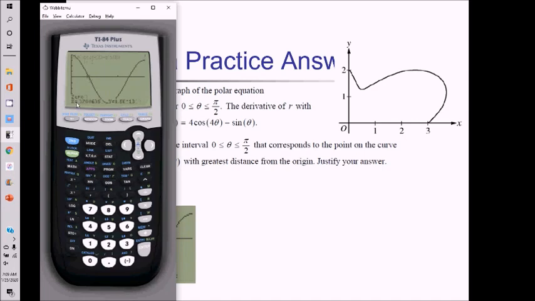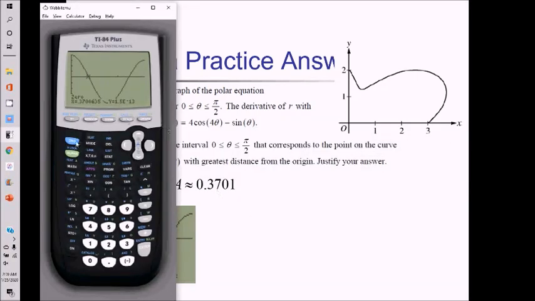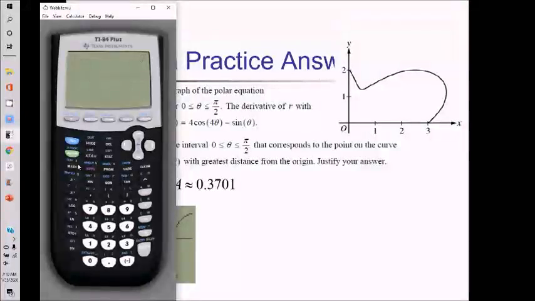So this is about 0.3701, and I'll call that A from here ever after. And I also need to store that on my calculator. So exit out of there and store alpha A. Now I can use it again whenever I need to.